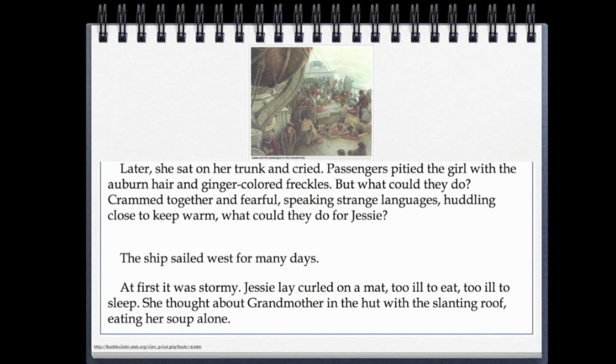At first it was stormy. Jessie lay curled on a mat, too ill to eat, too ill to sleep. She thought about grandmother in that hut with the slanting roof, eating her soup alone.